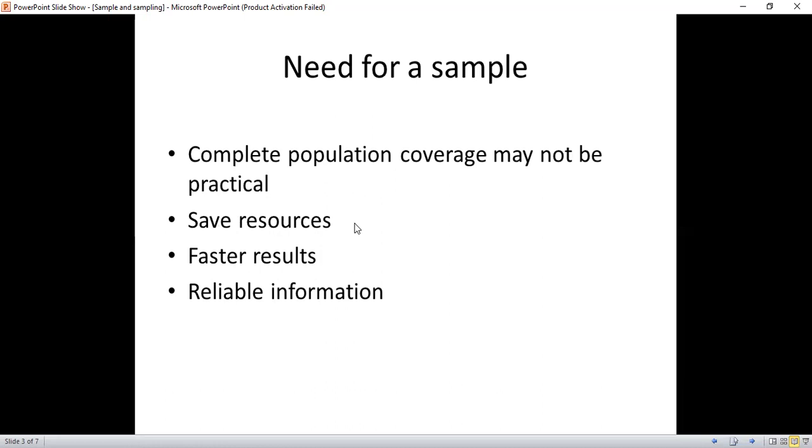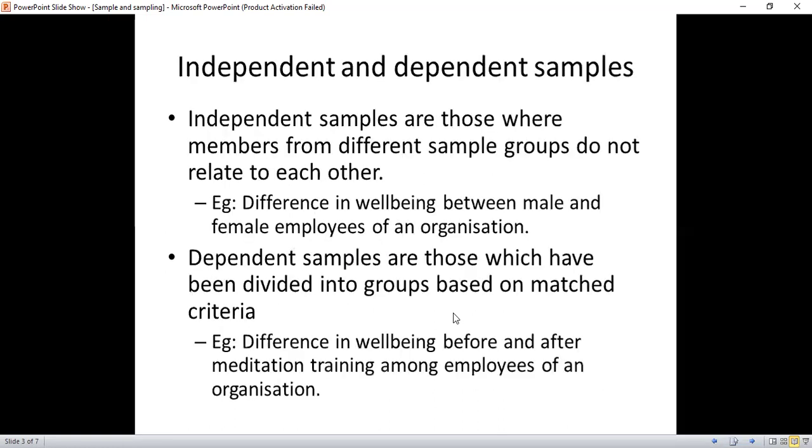Okay. Another thing, the moment we save resources and time, we get faster results. To calculate results from the entire population will take us a lot of time. However, if we rely on a good representative sample, the results can be generated faster. Plus, with the help of different statistical analysis or choosing the right method of collecting our sample and analyzing our data, we can attain reliable information from the sample itself. And those results can be generalized to the entire population.